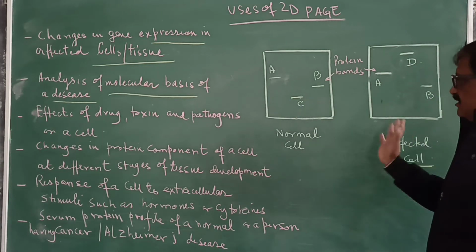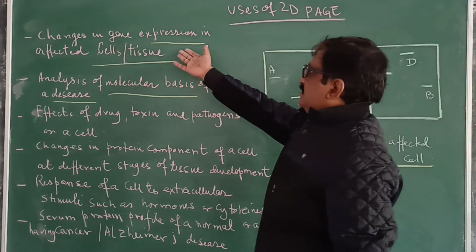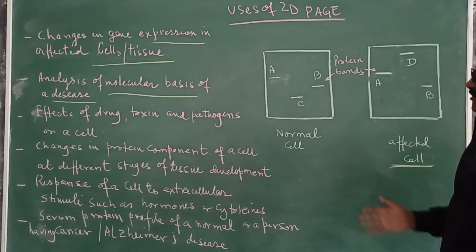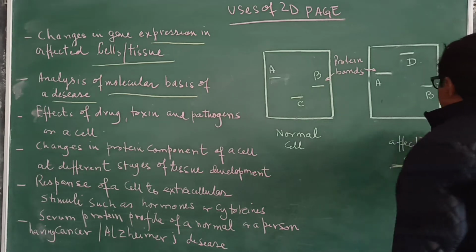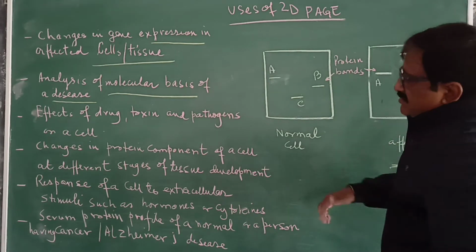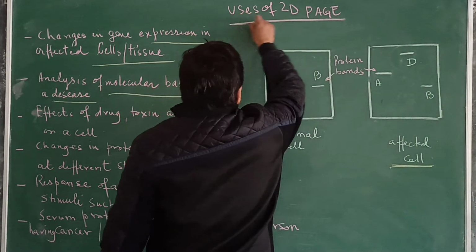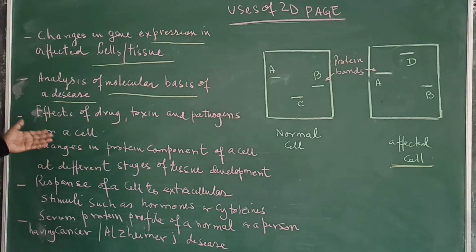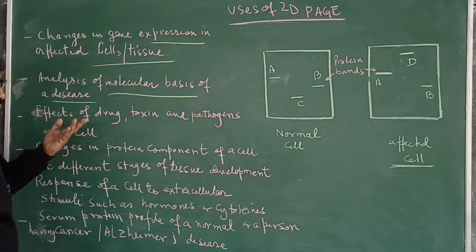So by this method we can analyze the changes in gene expression between normal cells and affected cells by comparing their gene expression. This is the most important use of 2D PAGE, and by this we can analyze the effects of drugs, toxins and pathogens on a cell.